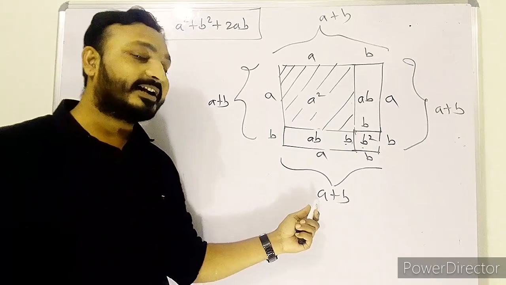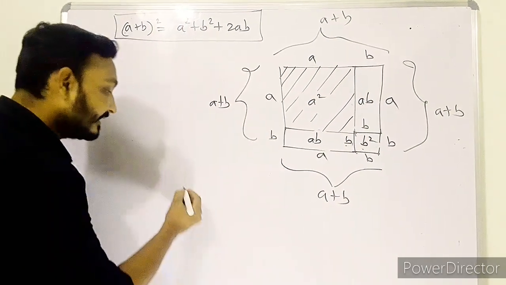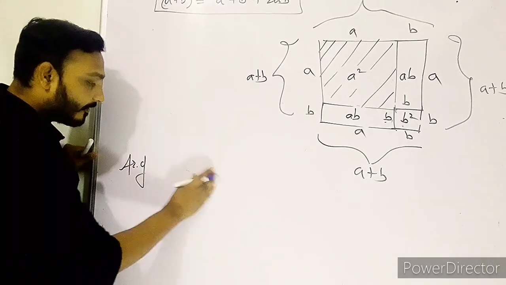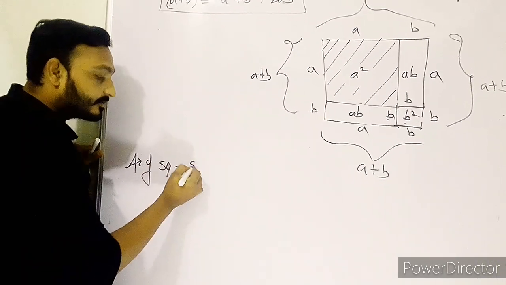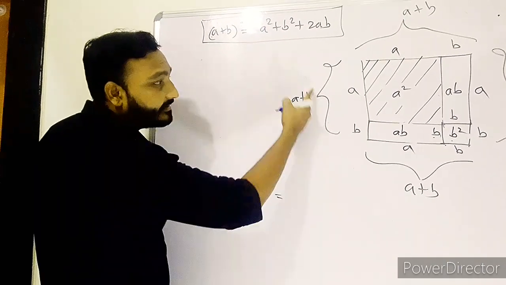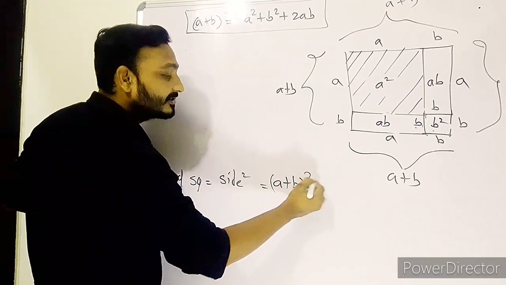Each side of length A plus B, A plus B, A plus B, A plus B. Then can I say area of square equals side square? That means what is the side of this square? A plus B whole square.